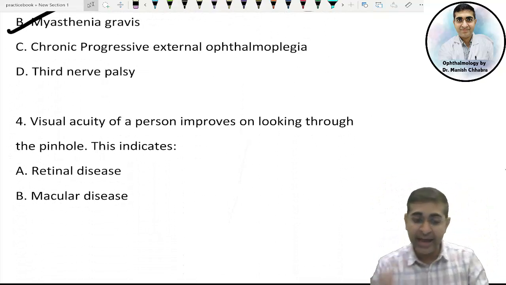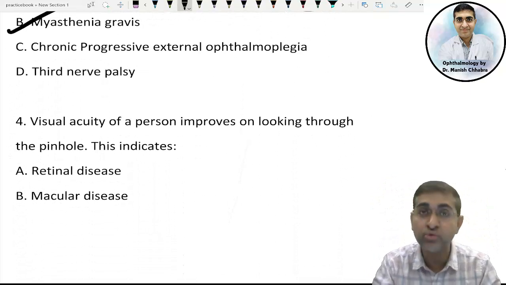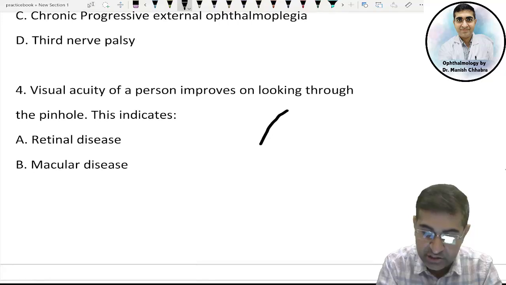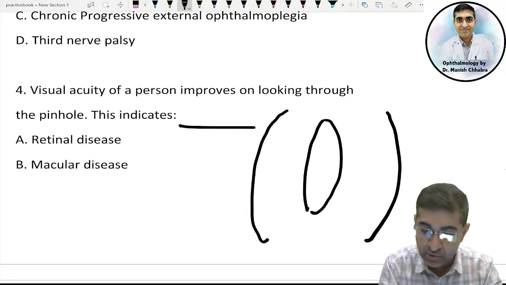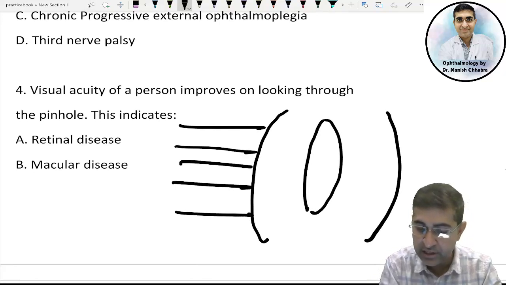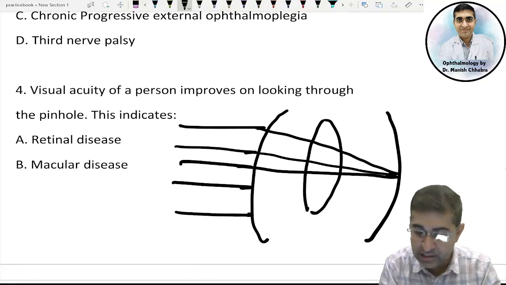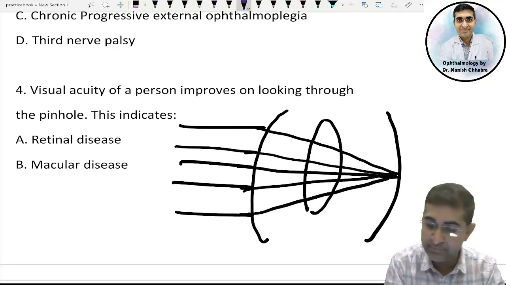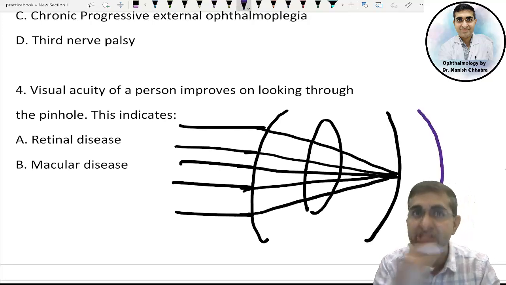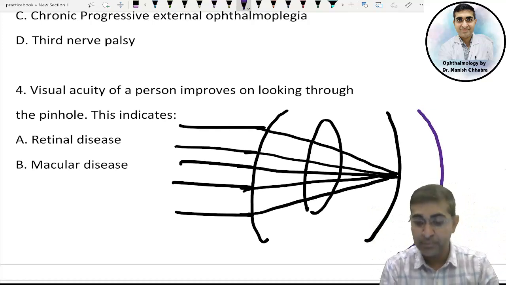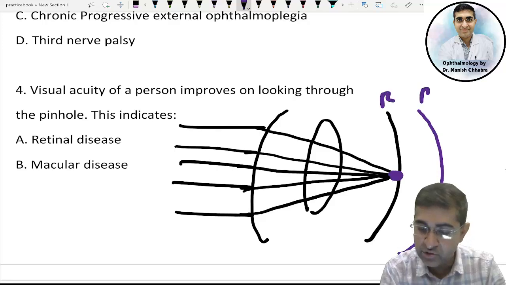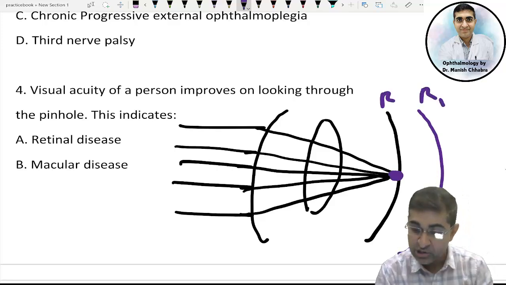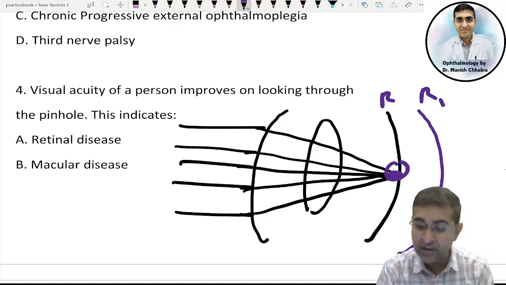Okay, vision acuity of patient improves on looking through the pinhole. This indicates, now please understand, this is the cornea, this is your lens, and this is your retina. The light rays are coming from infinity, they are being focused here. Now let's suppose that the patient has myopia. In myopia, the size of the eyeball increases, the axial length increases, but the point of focus will remain here only, the previous retina position. This is your R, this is your R1, the new retina position. So here the patient has become myopic because the image is being projected in front of the retina.